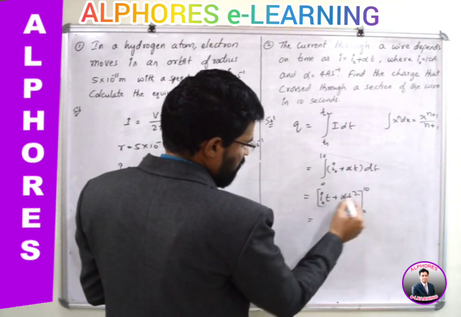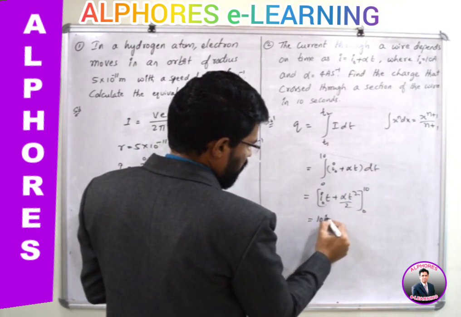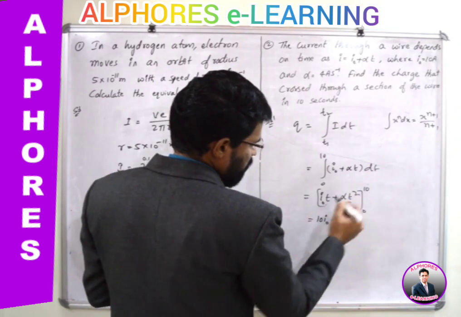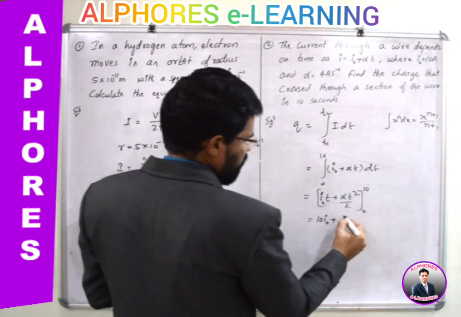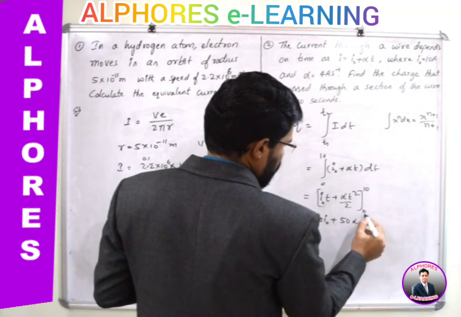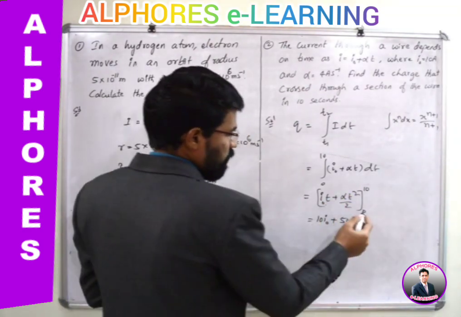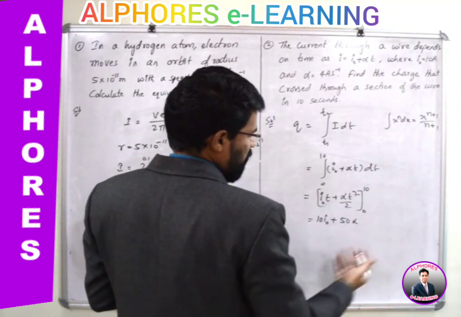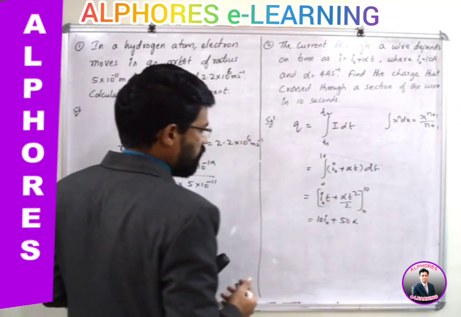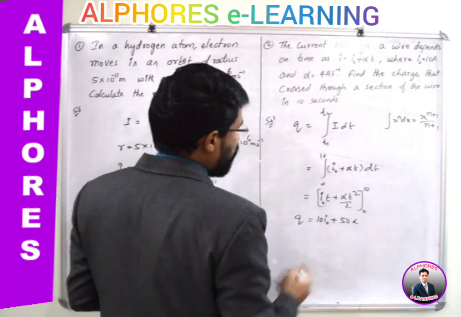If you replace t with 10, what will you get? 10 I naught plus, and here 10 square is 100, 100 by 2 is 50, so 50 alpha. When you replace t with 0, the entire term vanishes, so there is no need to worry about whatever value you get after substituting this lower limit. So this is the q we are getting.